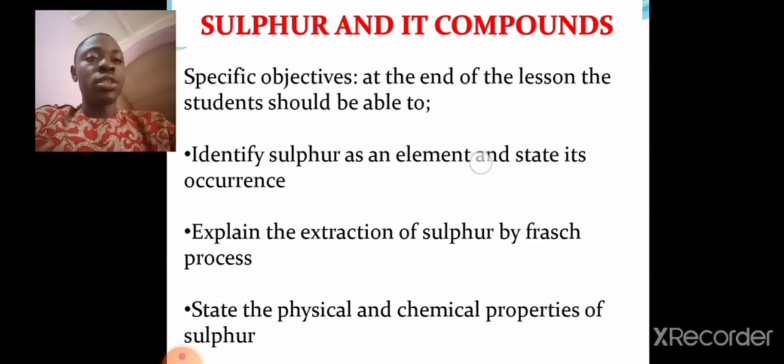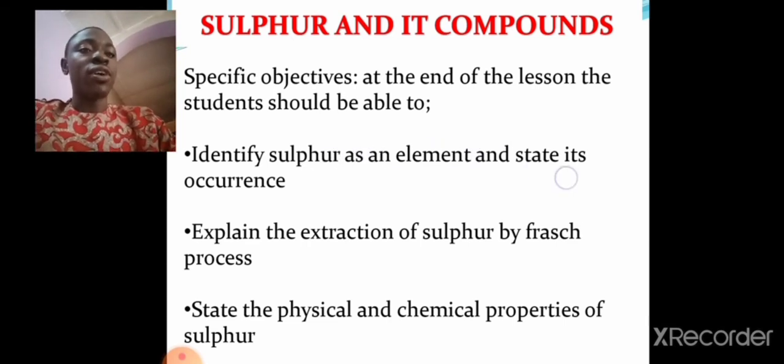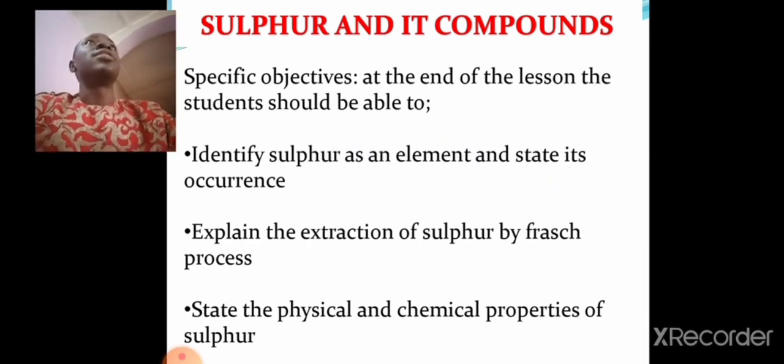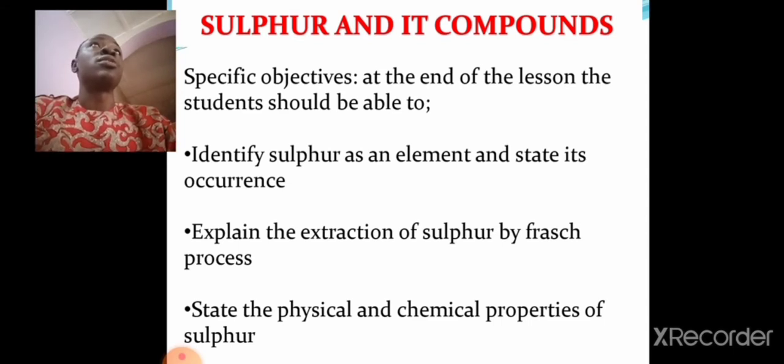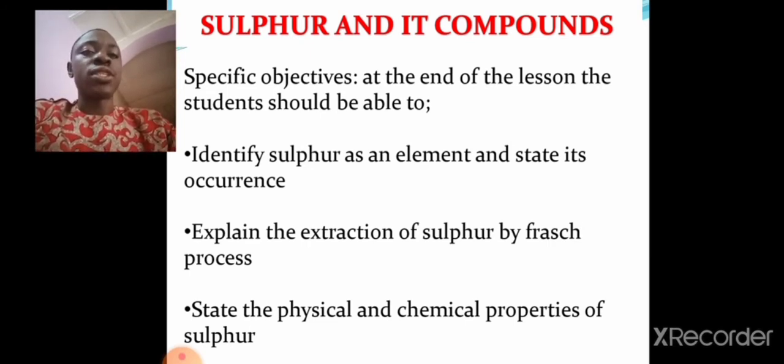At the end of the lesson, you should be able to identify sulfur as an element and state how sulfur occurs. That's one of the objectives of this lesson. Explain the extraction of sulfur by the Frasch process, and then state the physical and chemical properties of sulfur. So please take note of these objectives. If at the end of the lesson you cannot meet up with these objectives, you need to take the lesson again. Otherwise, the aim and objectives of taking the lesson has been defeated.